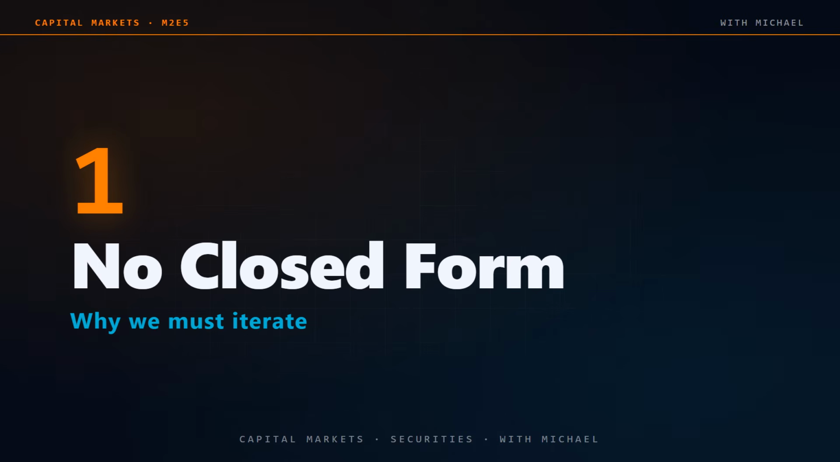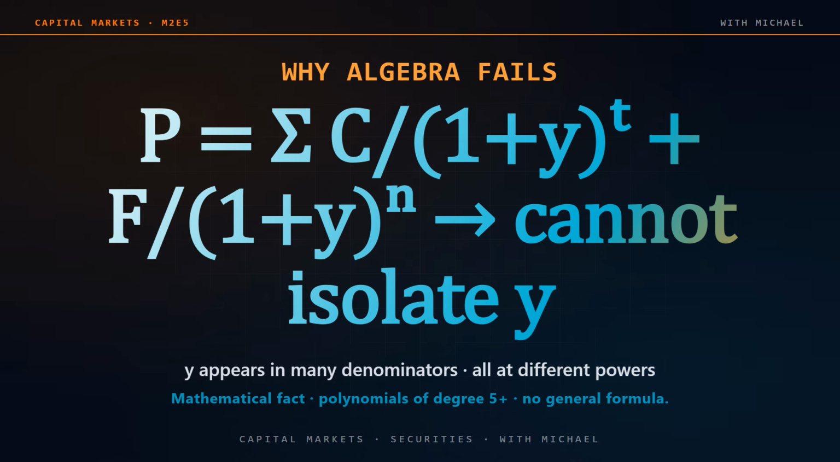But the yield appears in the denominator, raised to multiple different powers. Algebraically there is no way to isolate the yield onto one side of the equation. You can do it for n equals 1, a one-period bond. You can do it for n equals 2, a two-period bond, by solving a quadratic. You can do it for n equals 3 with a cubic, and for n equals 4 with a quartic. But beyond n equals 4, no general algebraic solution exists.